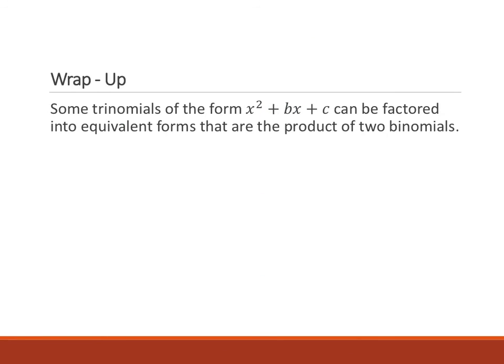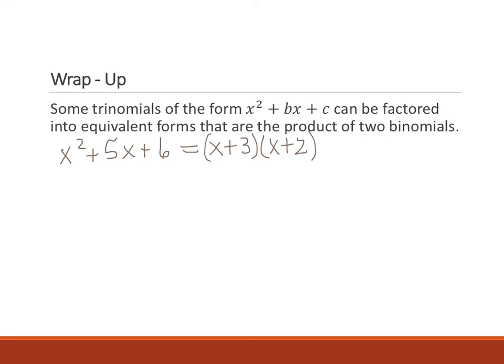So to wrap this up, let's remember that some trinomials of the form x squared plus bx plus c can be factored into equivalent forms that are the product of two binomials. For example, x squared plus 5x plus 6 is a trinomial in standard form, and it can be placed in factored form as a product of two binomials, x plus 3 and x plus 2.